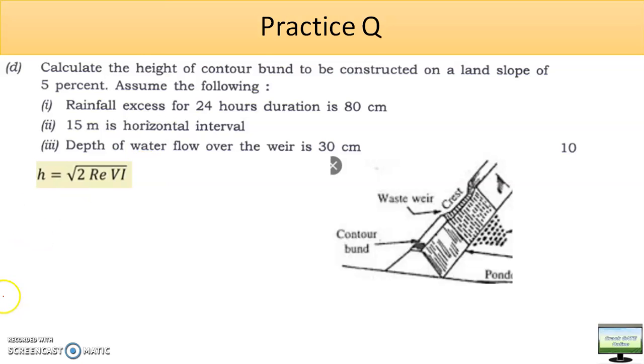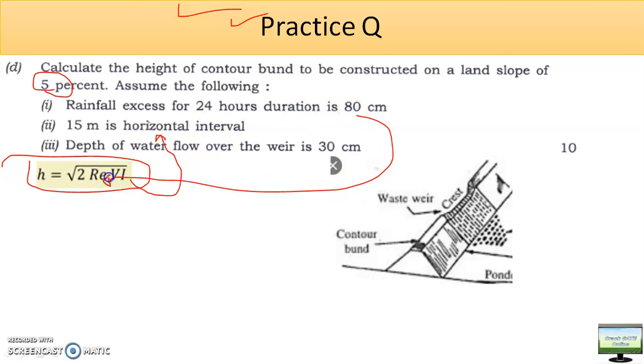It is one more practice question. Now pause the video, read the question and solve it by yourself. I am giving you the hint that we have solved the same kind of question previously, so you have to use this formula. After using this formula, you have been given the horizontal interval and the slope, so you can calculate the VI in meters, and the rainfall is given as 80, so you put it in here in meters. So you will get the height of water impounding.